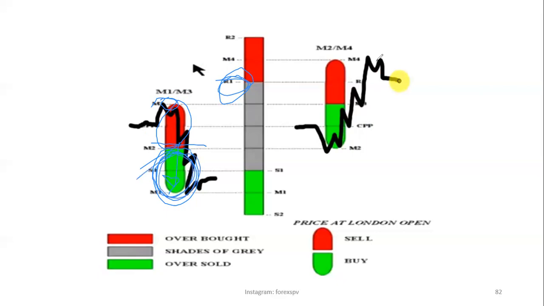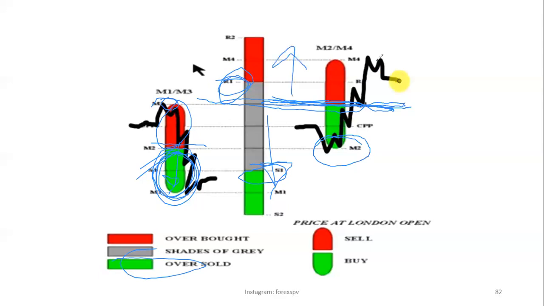The same goes for an uptrend. When we expect the day to be an uptrend, our best pivot levels to take trades are M2 and S1. Like this, from M3 going down, it's an oversold area. From M3 going up, it's an overbought area. So when the dealer forms a pattern around M2, around CPP, around S1, then that's a high probability setup for you to take a buy.